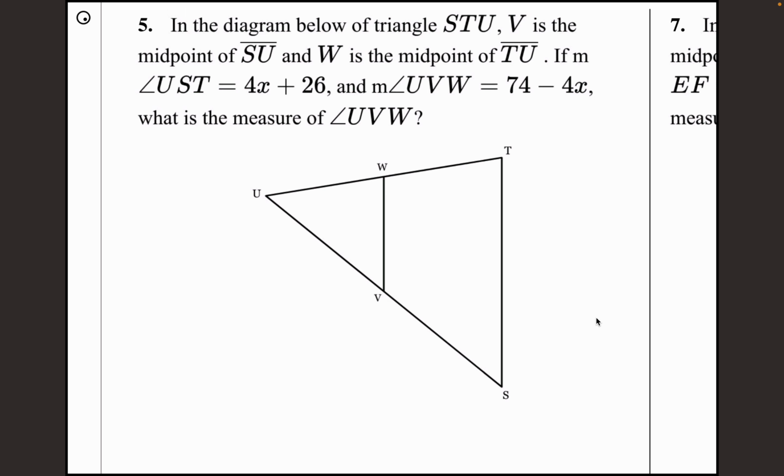This says, okay, we have VW is the mid-segment and V is the midpoint. All right, and W is the midpoint. So that tells us since both of them are midpoints, this is a mid-segment. Now, here's the thing that we have to pay attention to. It says if the measure of angle UST equals 4x plus 26, and the measure of UVW equals 74 minus 4x, we need to find the measure of the angle.